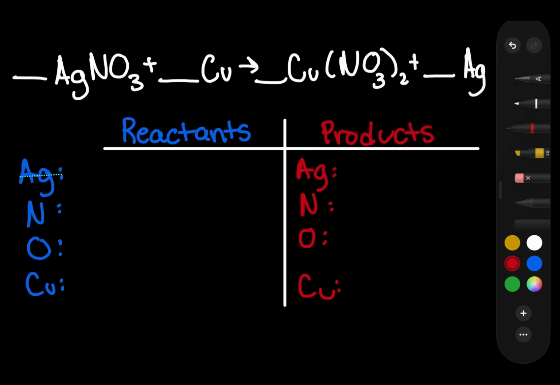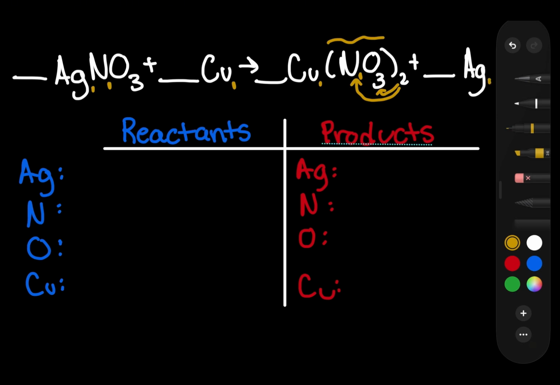Okay, now we need to count how many of each of these elements we have on both sides. So we have one Ag here, one nitrogen, 3 oxygen, and 1 Cu. Then on the product side, we have 1 Cu, and 2 nitrogen actually, because we're multiplying, we have to distribute the subscript of 2 to whatever is inside here. So we actually end up having 2 nitrogen, and if we do 3 times 2, we have 6 oxygen. And then we have 1 Ag.